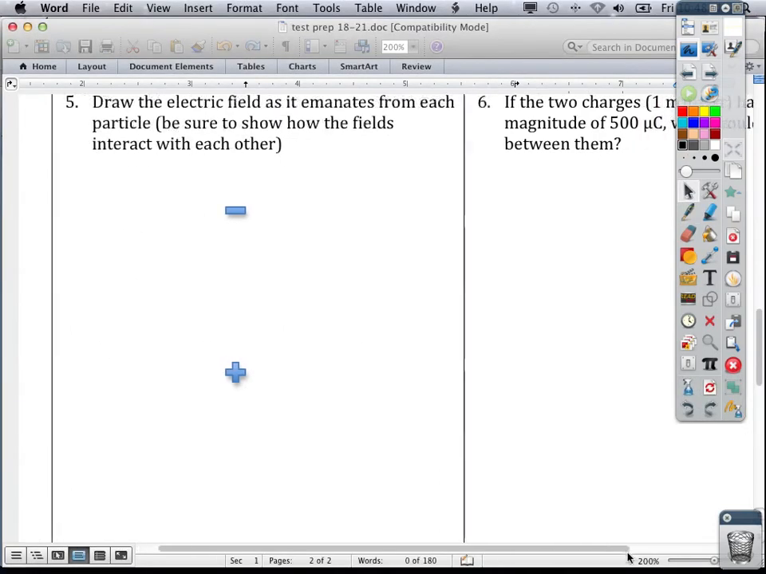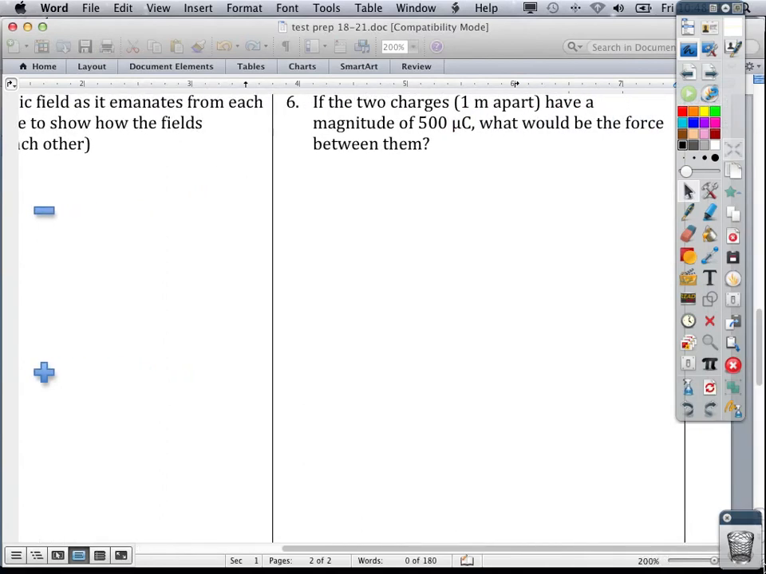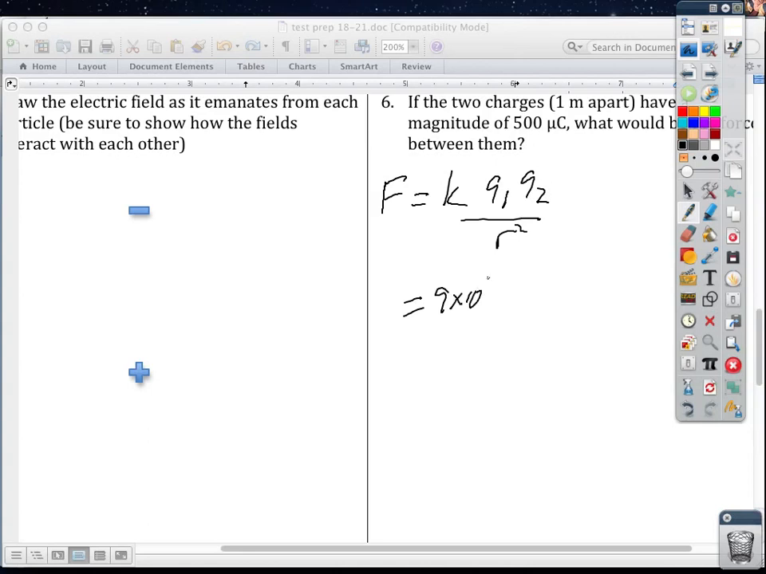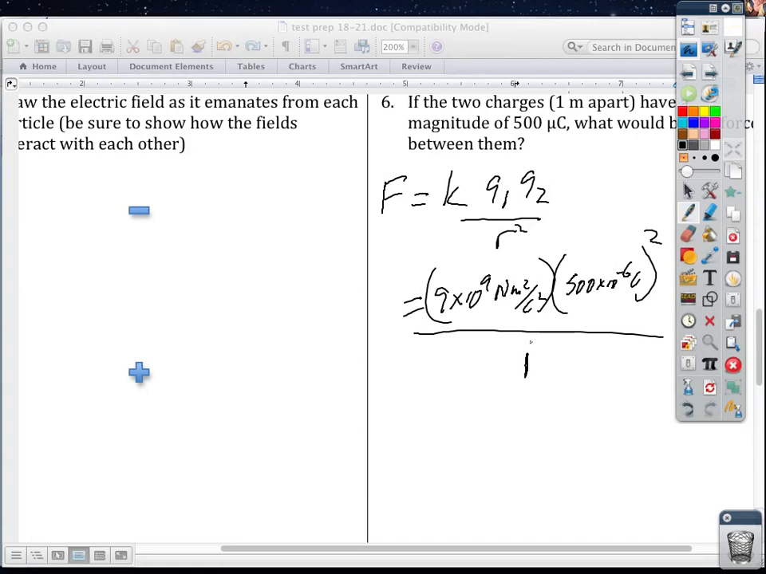If two charges have magnitude of this, what would be the force? So this is whose law? Yeah, F is equal to K Q1 Q2 over R squared. So that's 9 times 10 to the 9th newton meters squared per coulomb squared. Both of them are 500 microcoulombs, so I can just say 500 times 10 to the minus 6 coulombs squared, because it's an absolute value, right? And then this is R, so that's 1.